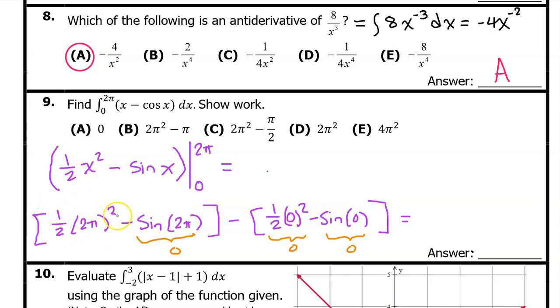So the answer will just come from this first term. So we have 1/2 times 2 pi squared, which is 4 pi squared. Half of 4 is 2. So the answer should be 2 pi squared. So the answer is D.